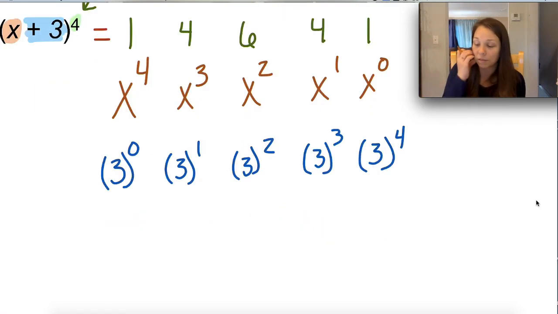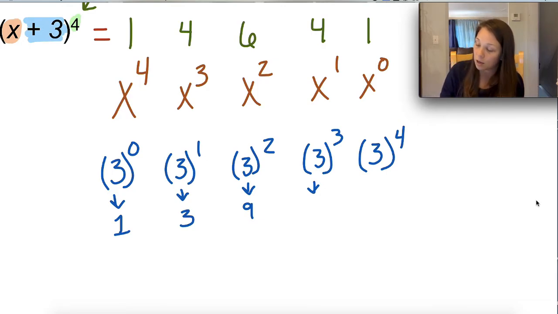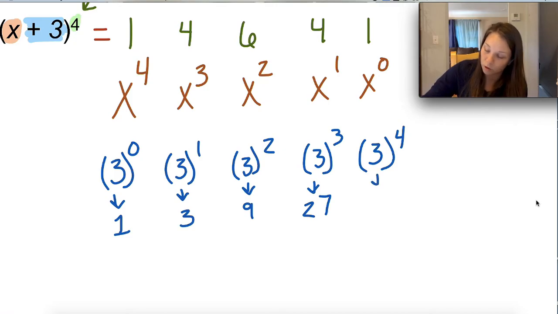Now let's do a little bit of simplifying here. 3 to the power of 0 is just 1. 3 to the power of 1 is 3. 3 squared is 9. 3 cubed is 27. And 3 to the 4th is 81.